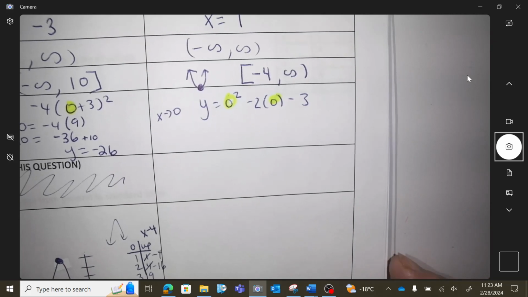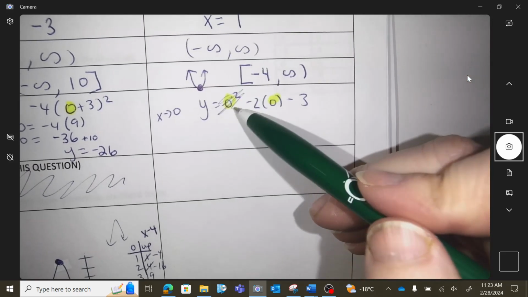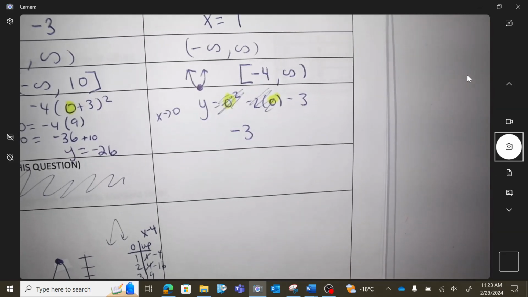Okay, so this is me putting 0 in. But this one is pretty fast because you can really just say nothing, nothing, and then minus 3.